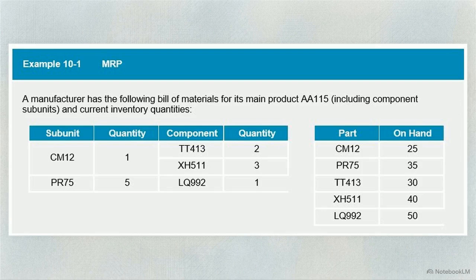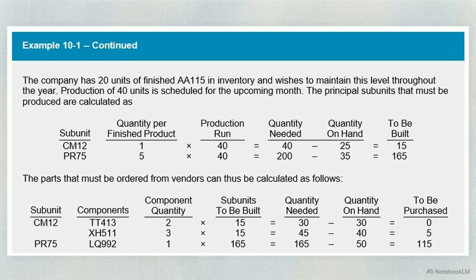To hit a baseline requirement of 40 finished units, the system catalogs the exact quantity of necessary subunits, specifically the CM12 and PR75 components, while tracking the inventory quantities currently on hand. Looking at the to be built calculation row, the schedule requires 200 total units of the PR75 component. The system mathematically subtracts the 35 units already in the warehouse, dictating that exactly 165 units must be built.